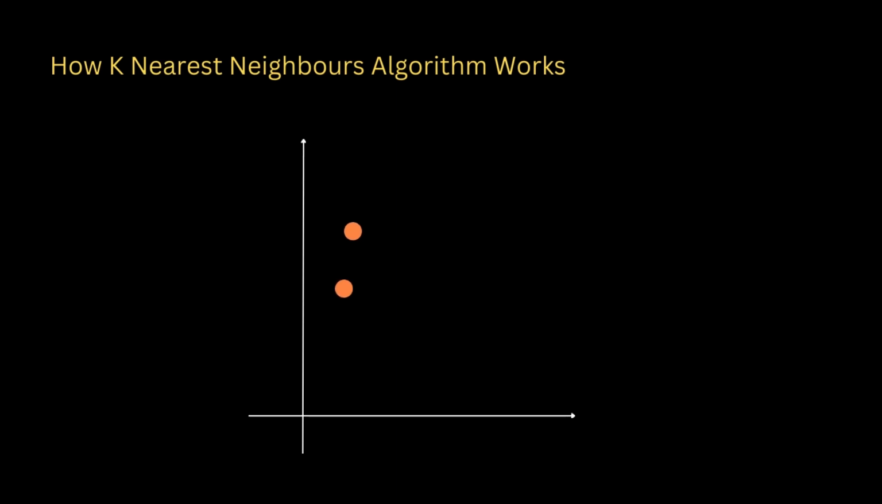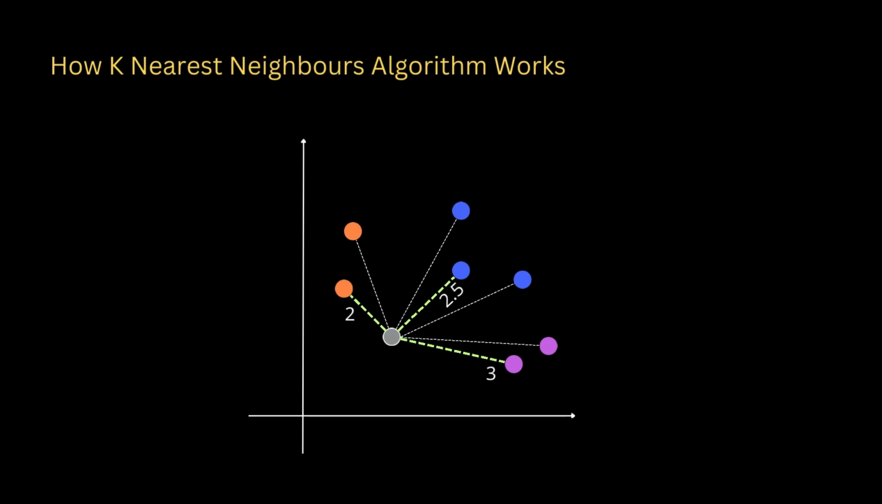Let's start with a basic explanation of how KNN works. Imagine you have a data set with points plotted in space. Each point represents a sample, and each sample has features that determine its position in that space. When you receive a new sample, the goal is to determine which category it belongs to based on its proximity to other points in the dataset.